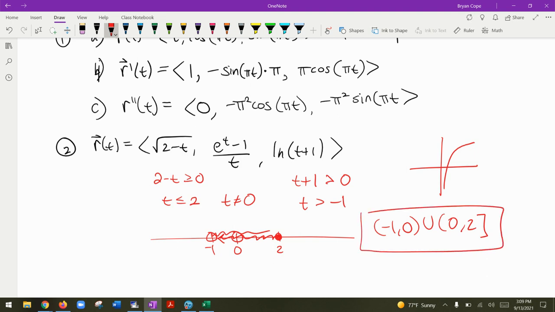Such a great algebra 2 question embedded in a calculus question, right? There's no calculus there at all. It's just domain and range, basically. Or actually, we didn't talk about range, but it's domain. Good? All right, now we can do a limit question.